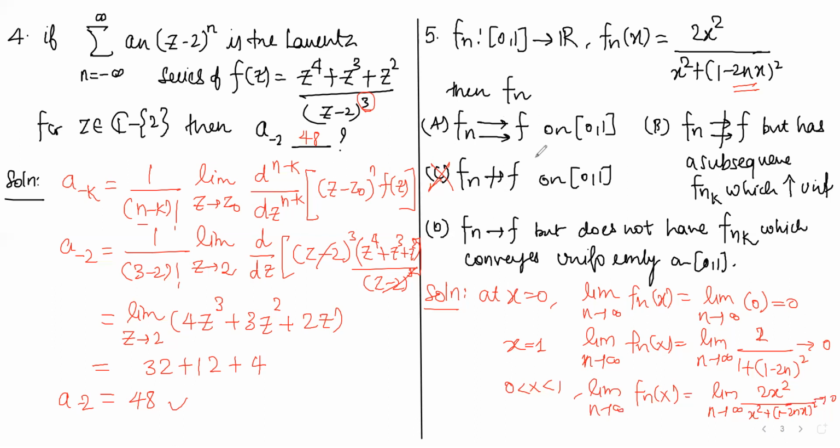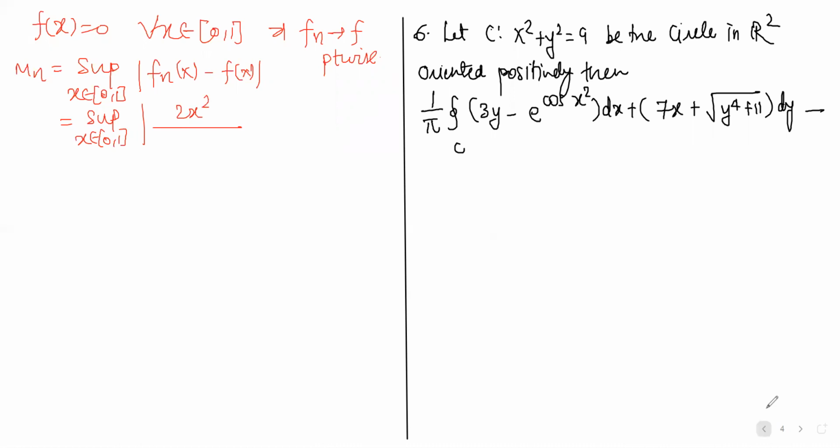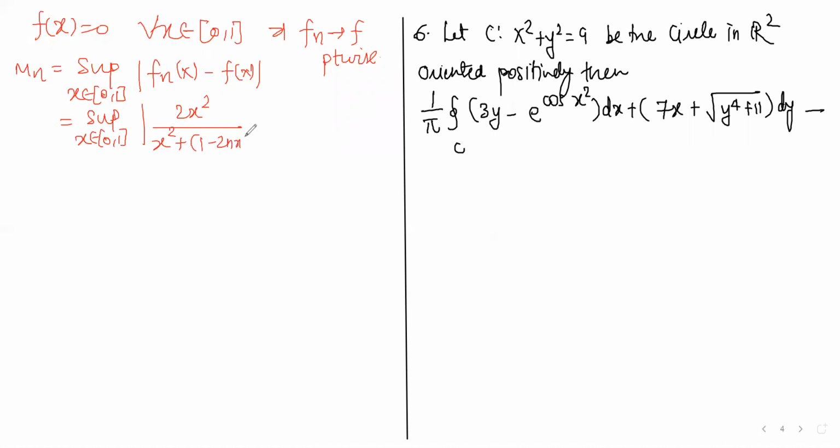And now we will inspect the uniform convergence. And to inspect the uniform convergence, we will take help of the Mn test. So the Mn test says that you have to find the supremum over x in 0 to 1 of the modulus of fn of x minus f of x. And clearly, I have to find the supremum. So supremum over 0 to 1, what is my function, is 2x square upon x square plus 1 minus 2nx, the whole square.